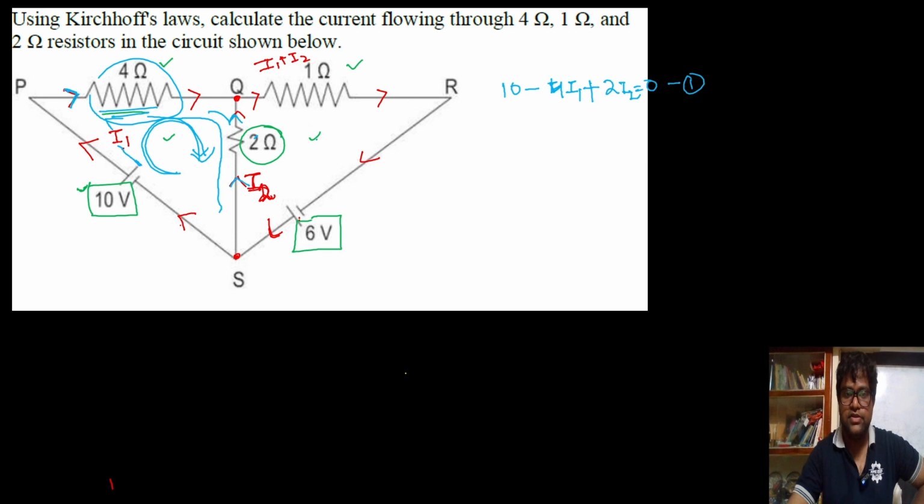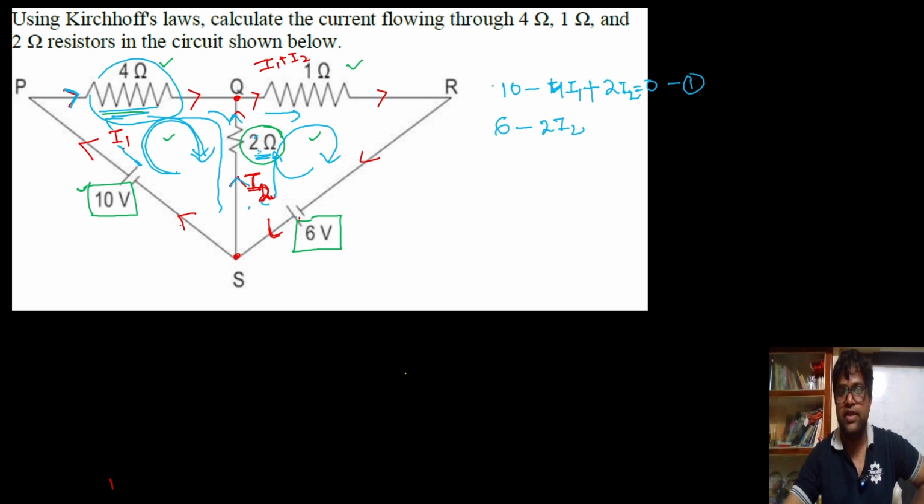Now my second equation I'll write for this. Let us, I'll move in this direction. I'll write the equation. Let's say this is 6 volt, so I'll write 6. Then I'm moving like this. I'm meeting the current I2 and 2 ohm in the same direction, so I'll write a drop in voltage, that is 2I2. Then I'm moving like this.